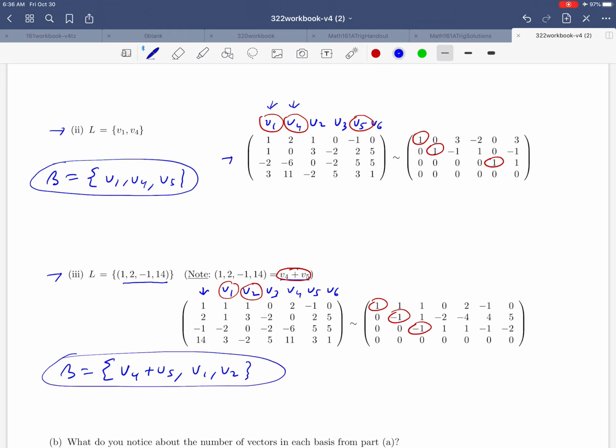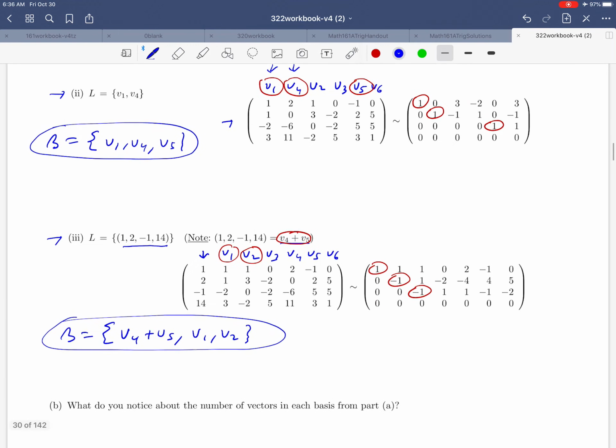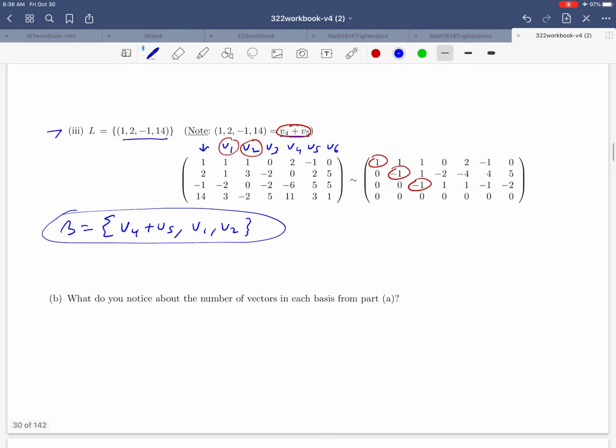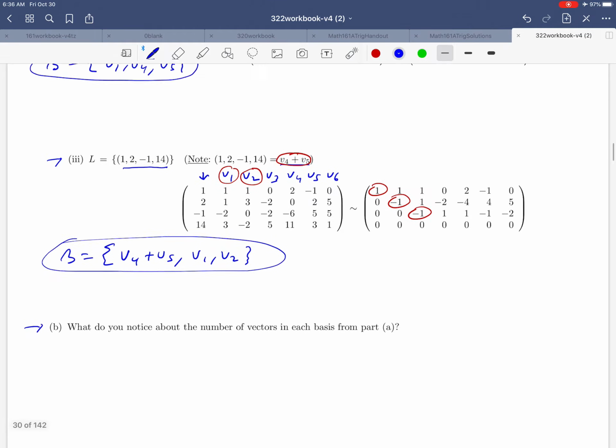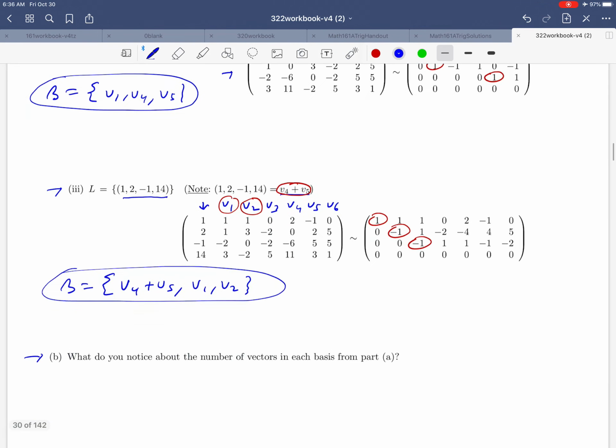So we're seeing that there are all kinds of different bases for this vector space W that we're talking about, and we could then ask, is there anything that all the bases have in common? That's what question B is about here. What do you notice about the number of vectors in each basis from part A? Notice that in every single one of them, we got exactly 3 vectors.